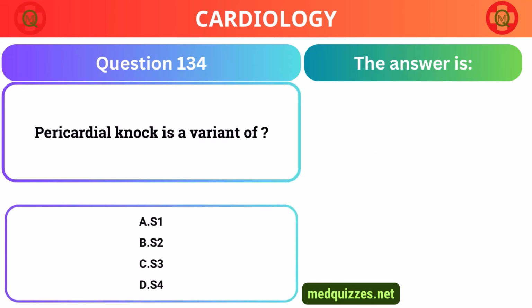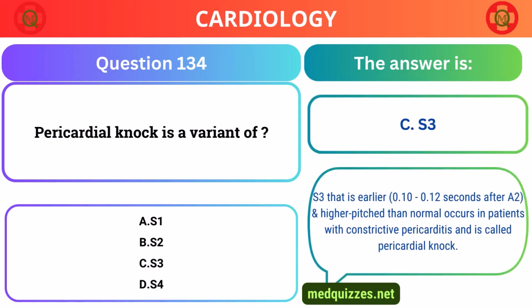The question 134, pericardial knock is a variant of. The correct answer is C, S3.